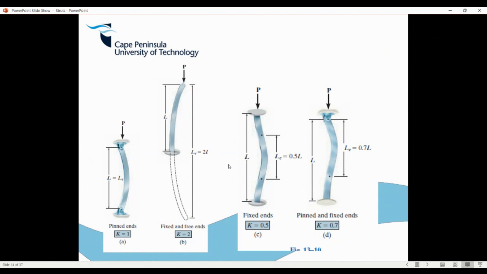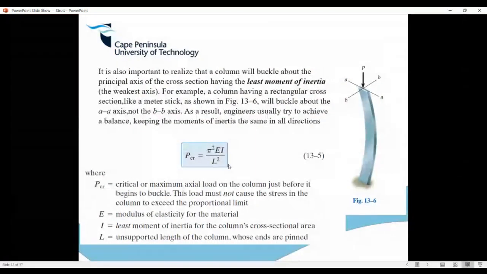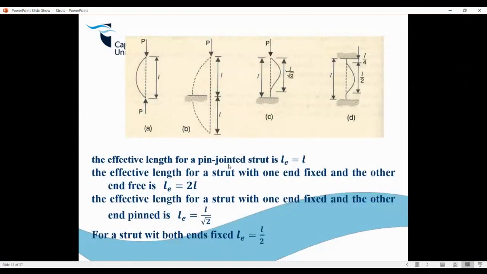So when we do it, that L squared over there will change depending on how you fix the beam. For a pin-jointed strut, our equivalent length is equal to the length. For one fixed end and one free end, it is 2 times L. So we have to work with different equivalent lengths, and you have to know the different equivalent lengths for different kinds of struts. A question will tell you, check for buckling for a strut with both ends fixed. Then you must know you have to take the equivalent length and divide it by 2.